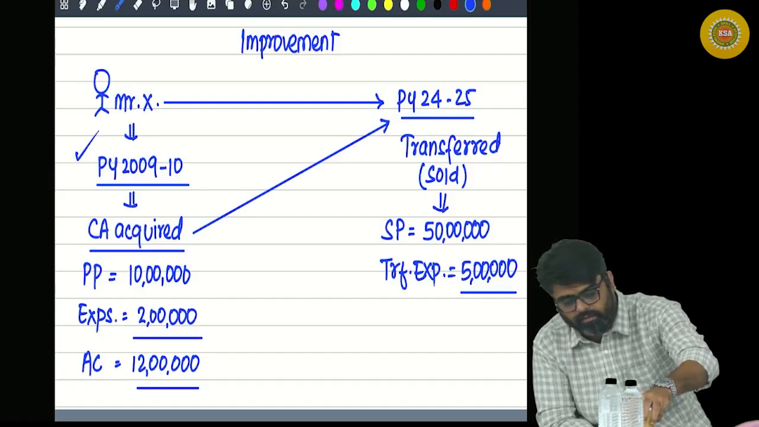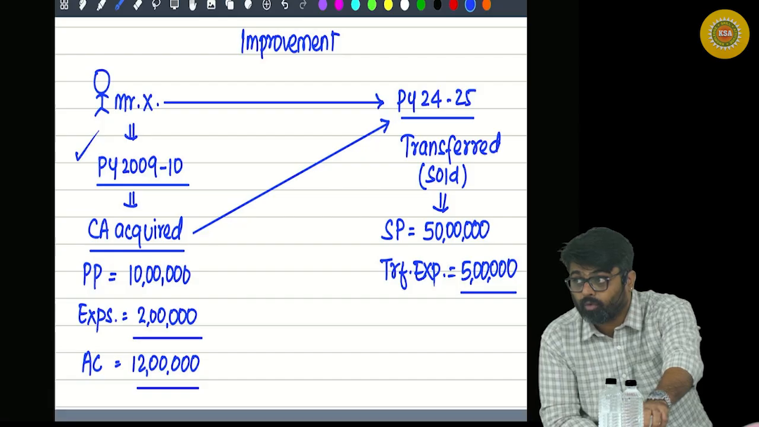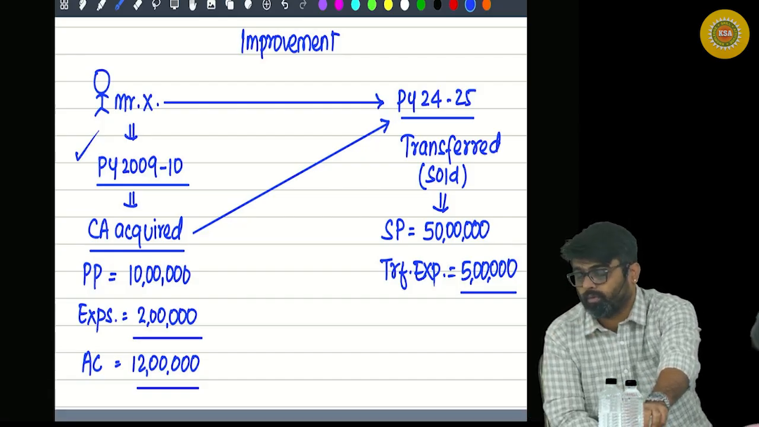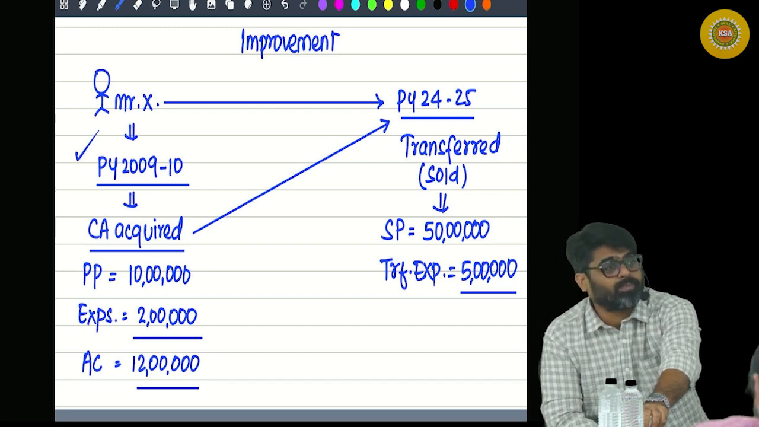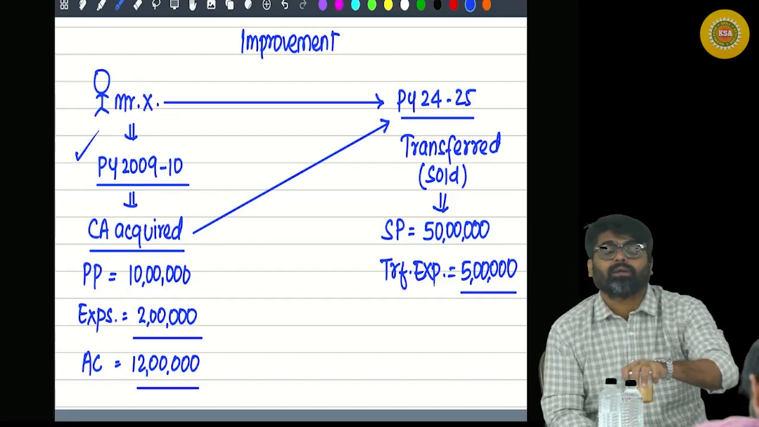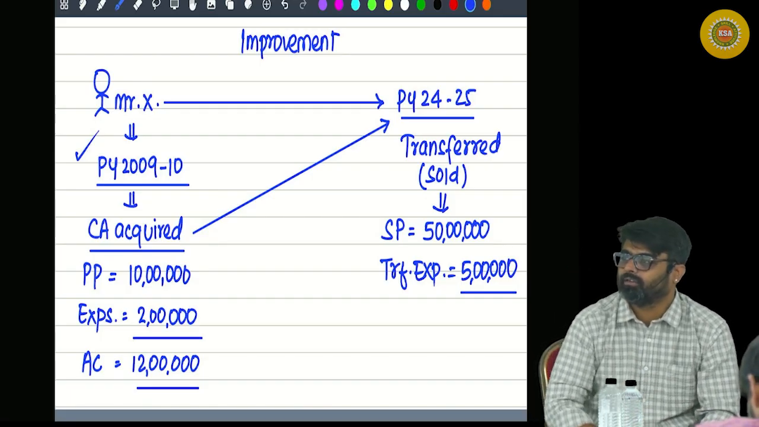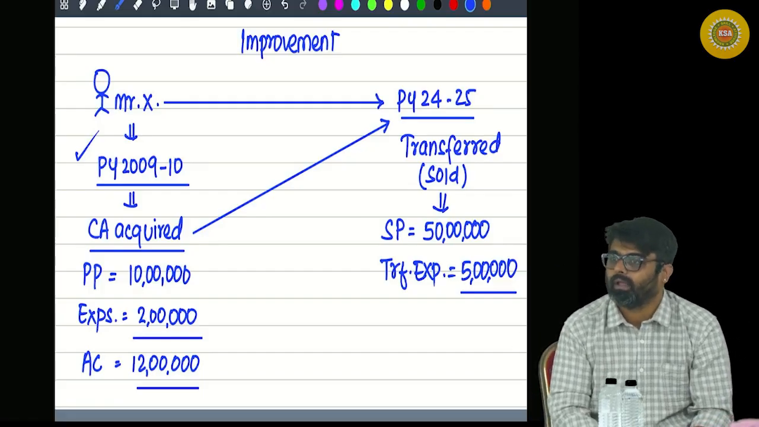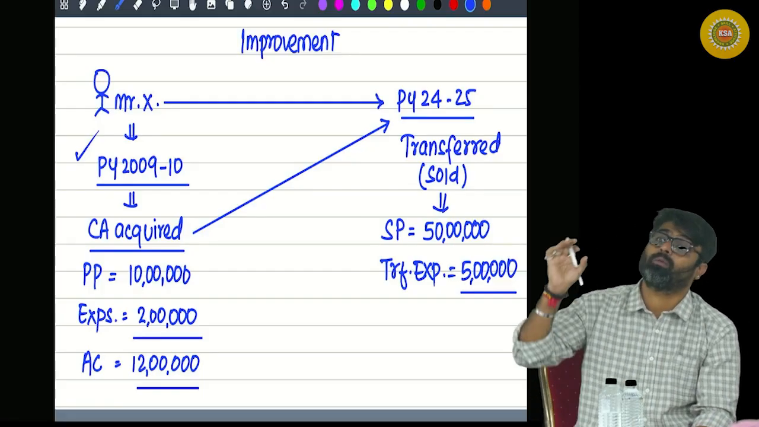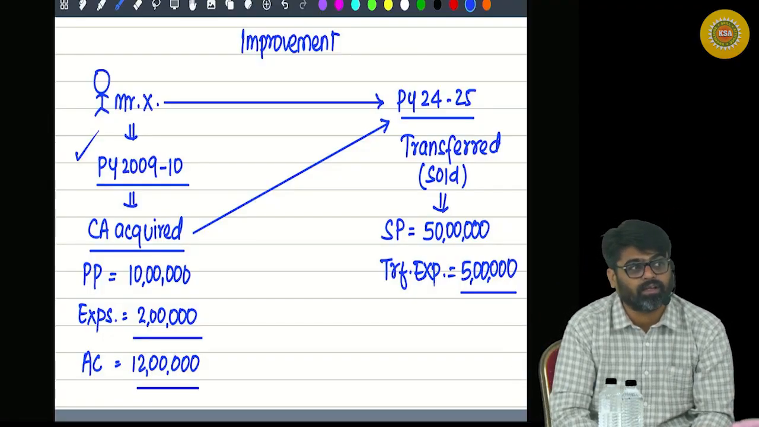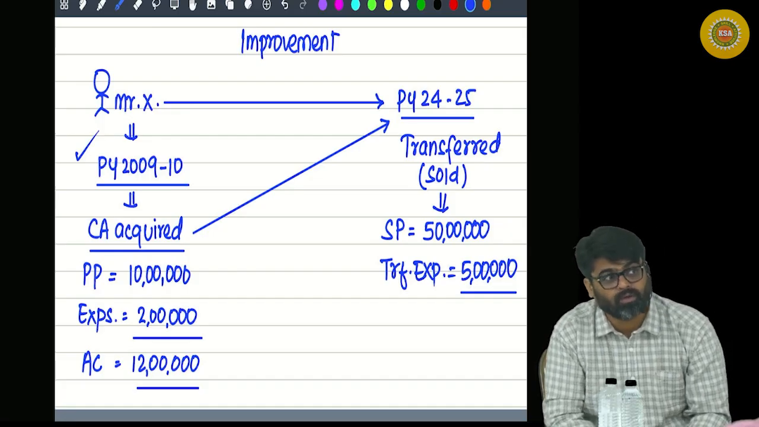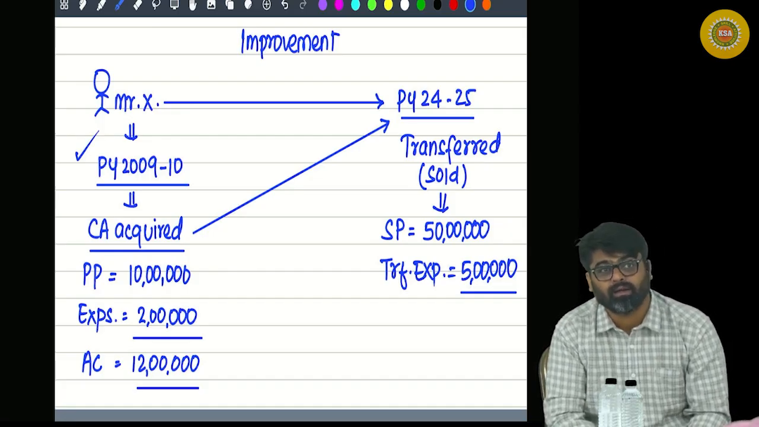What is the meaning of improvement? Improvement means any capital expenditure, by incurring which the value of the asset will increase. The value will increase by adding one floor. If I have a building and I'm constructing one more additional floor on that building, now the value of the building will remain same or it will increase. So the cost incurred to add one floor is the cost of improvement.